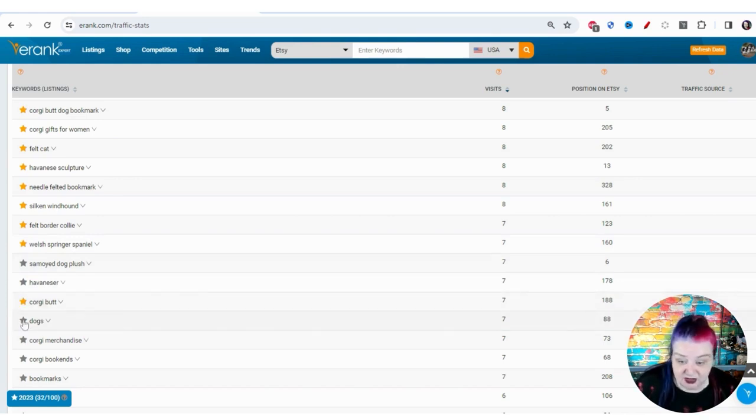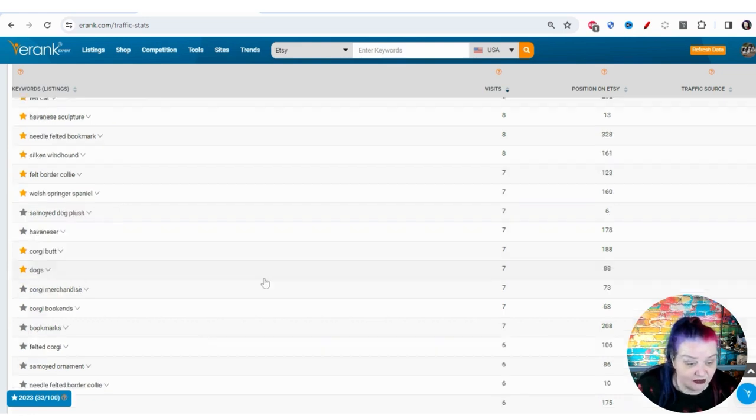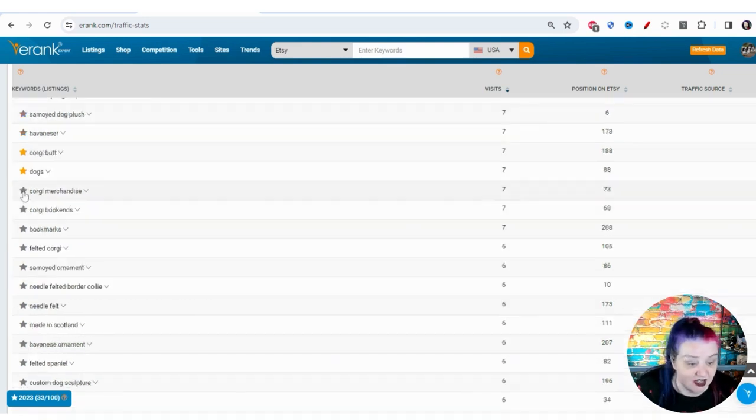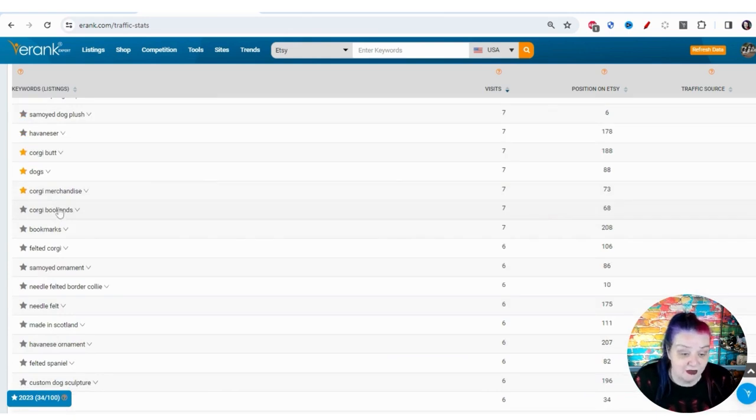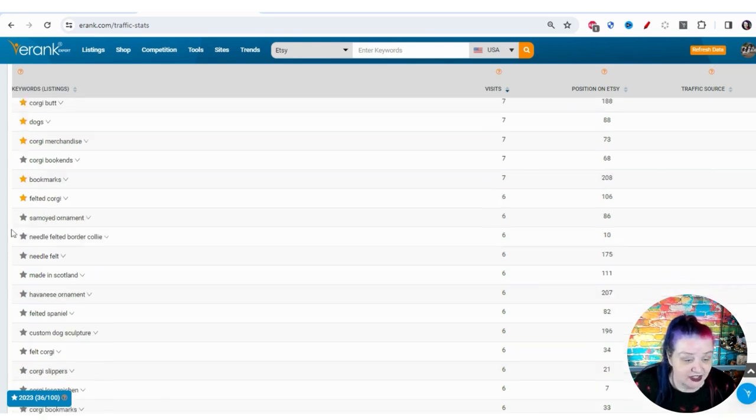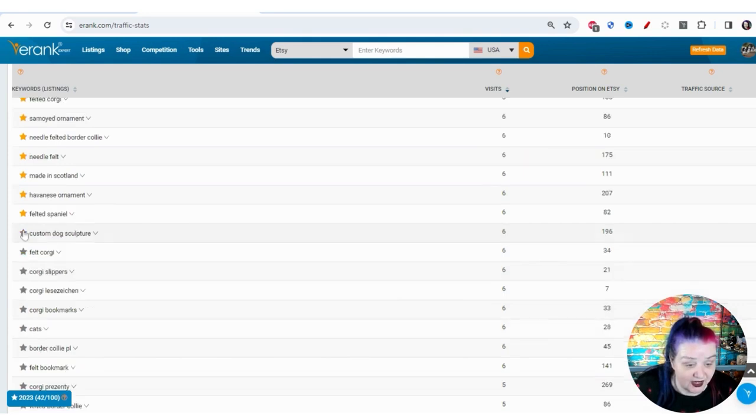Dogs. That's a weird one that I'm ranking so high. Corgi merchandise. Never thought of that. Corgi bookhands isn't what I make, so I'm not going to take that. But bookmarks, felted corgi. And literally just go through and pick everything slightly relevant. Hey, made in Scotland. I used to have that as a tag. That's interesting. Just pick all of these that look kind of relevant.